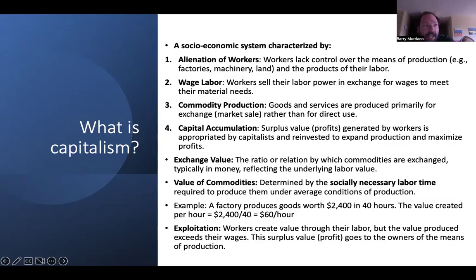You can't understand capitalism in just one country. In other words, you have to understand capitalism as a global system. Okay, so again, the purpose of capitalism is to produce exchange value. So what is that? Basically, it is the ratio or the relation by which commodities are exchanged, typically in money, reflecting the underlying labor value.